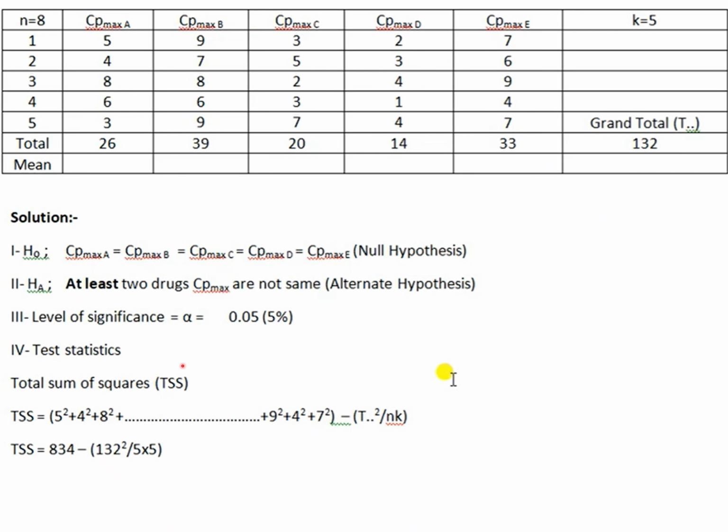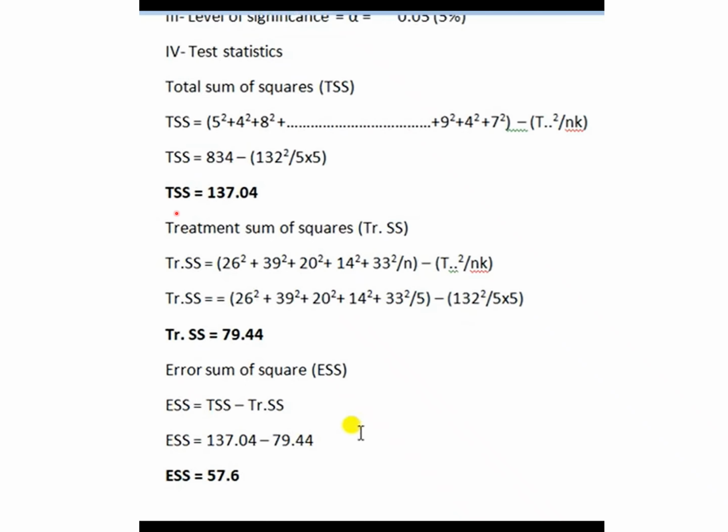First of all, we calculate the total sum of squares. Square each and every value and divide by n. It has not been shown, but you have to divide this by n. Another one is the grand total squared divided by nk. So 132 squared divided by k value 5 and n value 5. Just get the value, so our TSS has already been found.